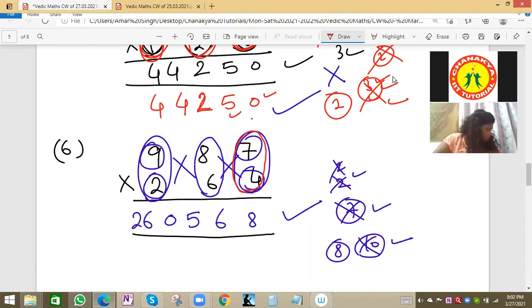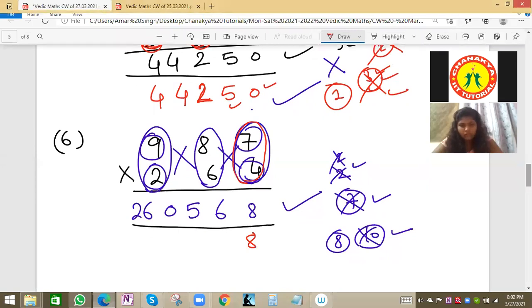7 4 ja 28. 8, carry will be 2. Now we'll do small crossings, nearby values. So 8 4 ja 32. We write on left hand side 32. And 7 6 are 42. We'll do cross multiplication. 8 4 are 32 and 7 6 are 42.